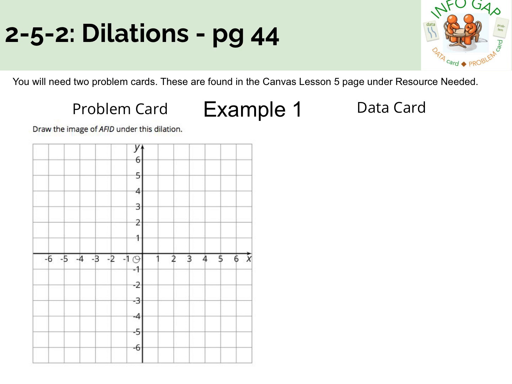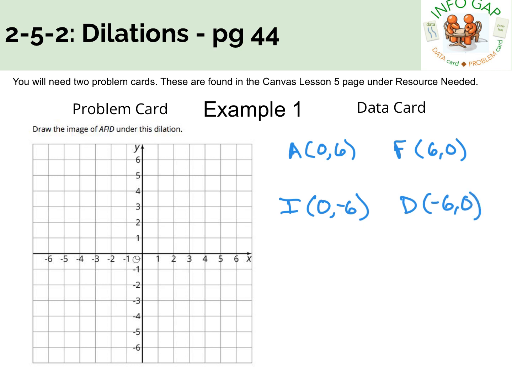But I know you're like, hey, Miss Marion, we don't have something to dilate. All right, so I'm going to give you some points. So point A is 0, 6. Point F is 6, 0. Point I is 0, -6. And point D is -6, 0. All right, so let's go ahead and plot these points.